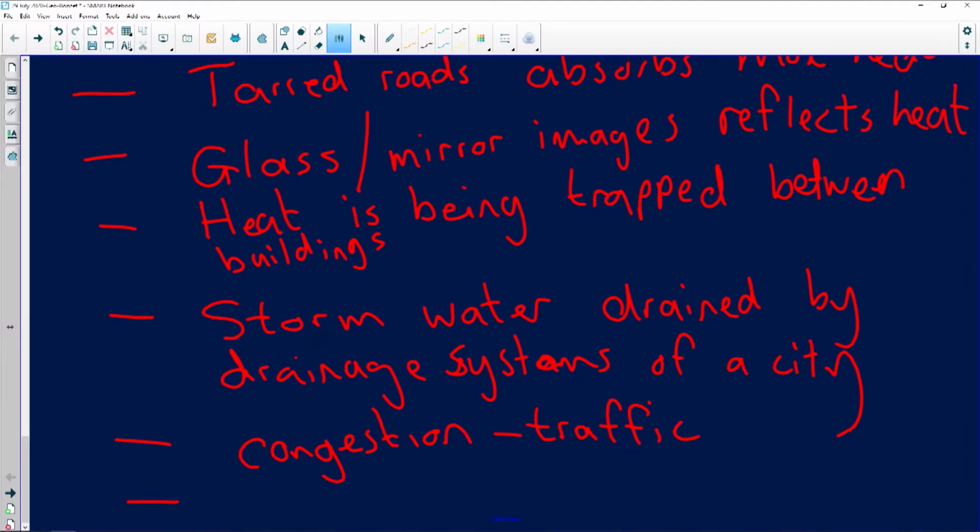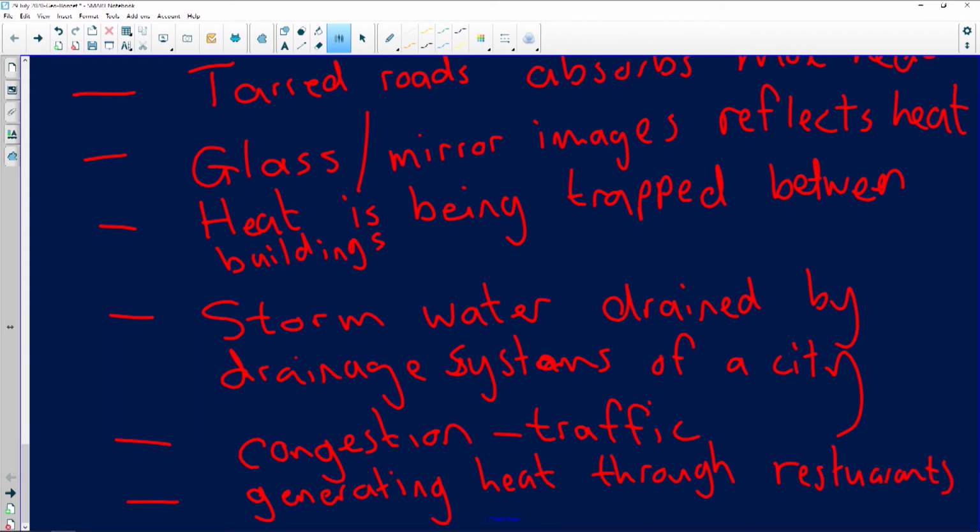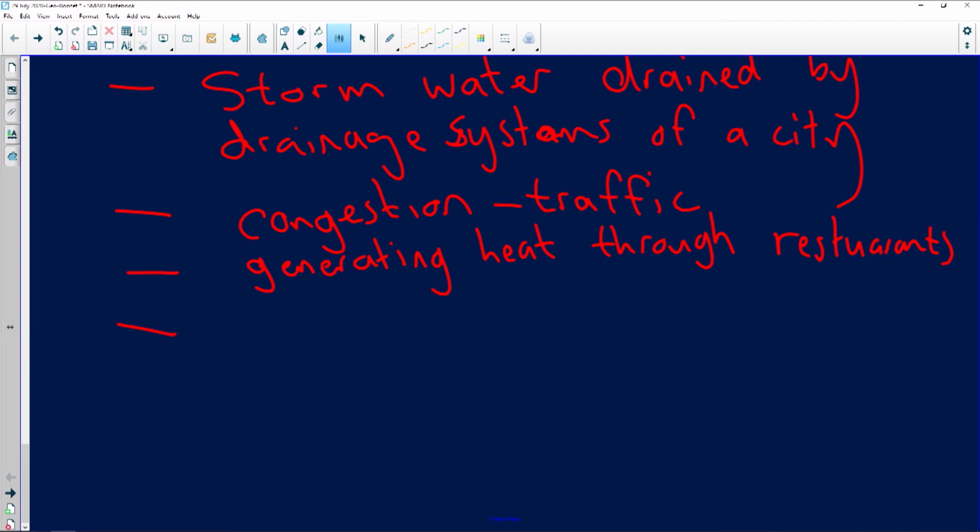So we can also write there, we're generating heat through restaurants, the cooking methods, and then I've mentioned, appliances such as ACs, stoves, and very importantly, now let's just quickly integrate it.